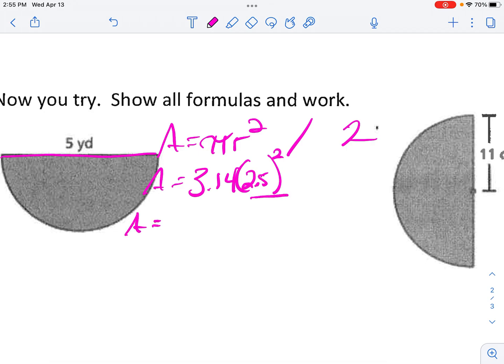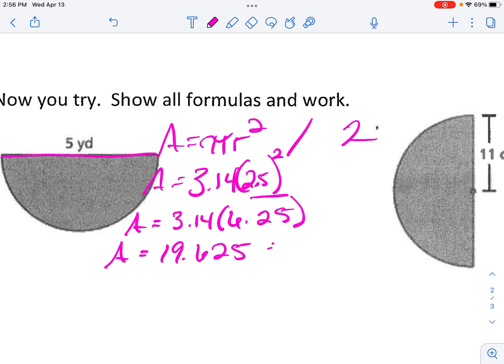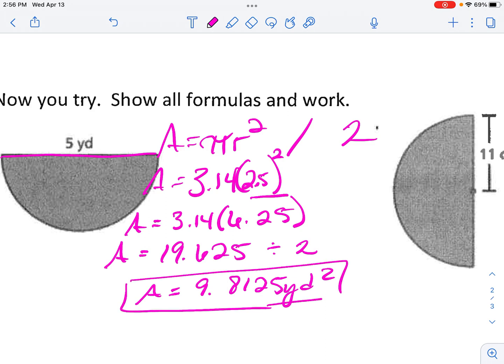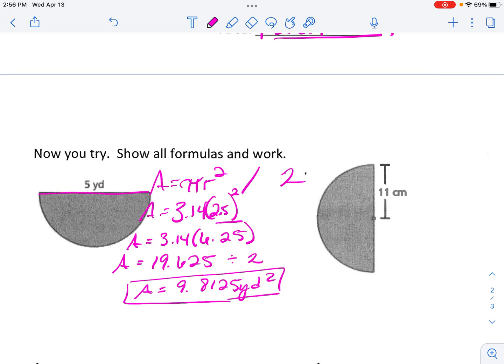2.5 times 2.5 gives us 6.25. And 6.25 times 3.14 is 19.625. We're going to divide that in half since it's a semicircle. 9.8125 yards squared. It doesn't say what to round it to, so I'm just going to leave it alone for now.